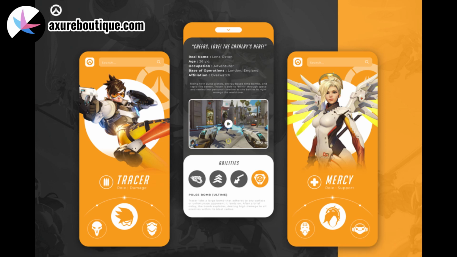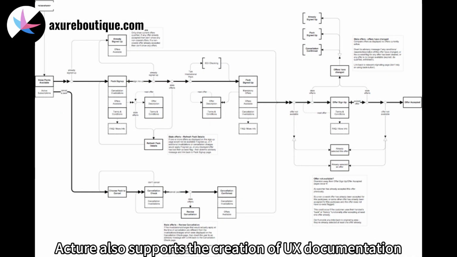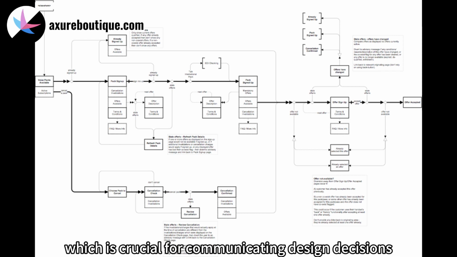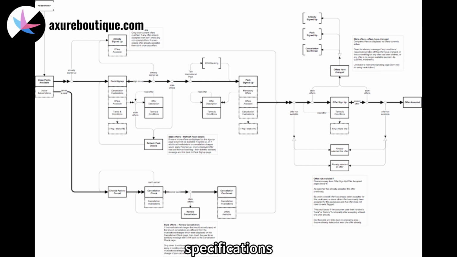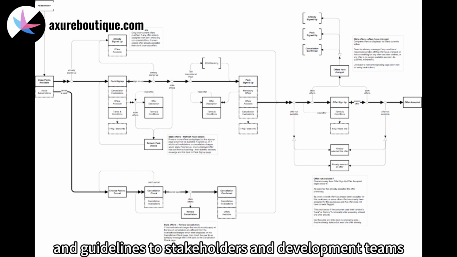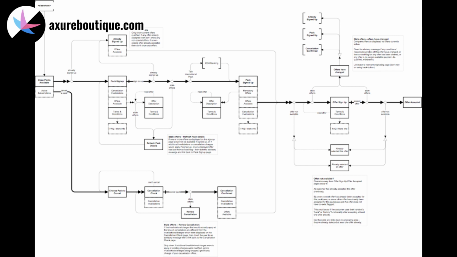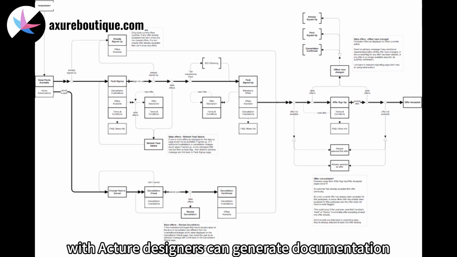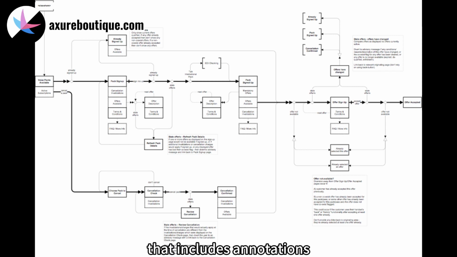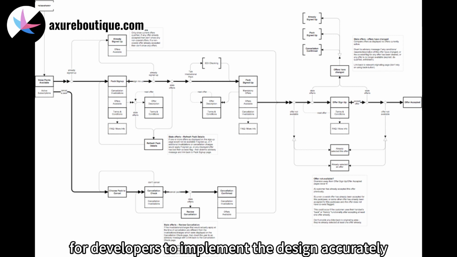engaging experience. UX documentation. Axure also supports the creation of UX documentation, which is crucial for communicating design decisions, specifications, and guidelines to stakeholders and development teams. With Axure, designers can generate documentation that includes annotations, design rationale, and specifications for developers to implement the design accurately.